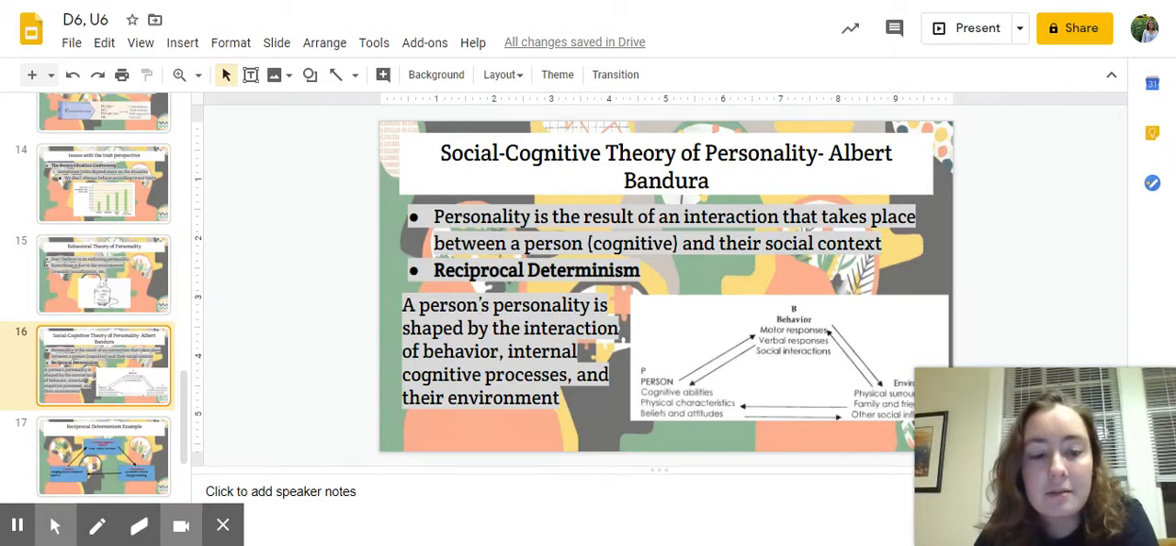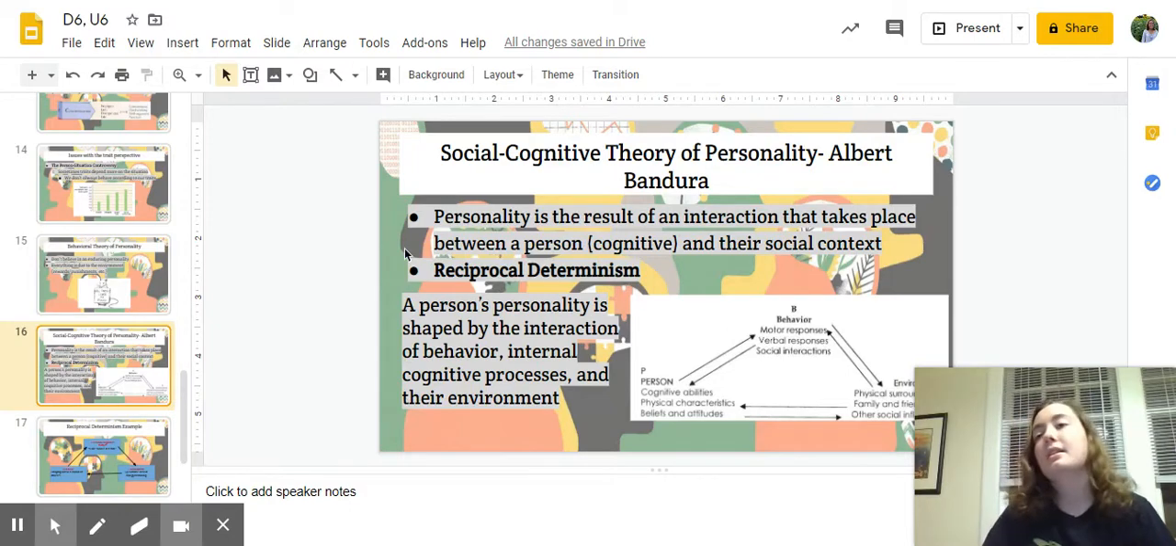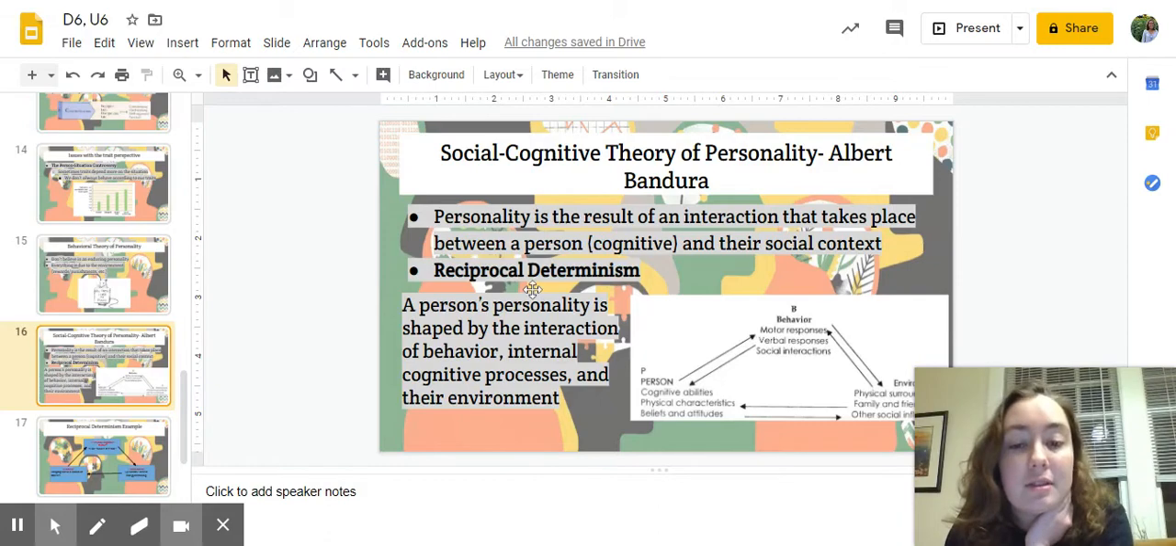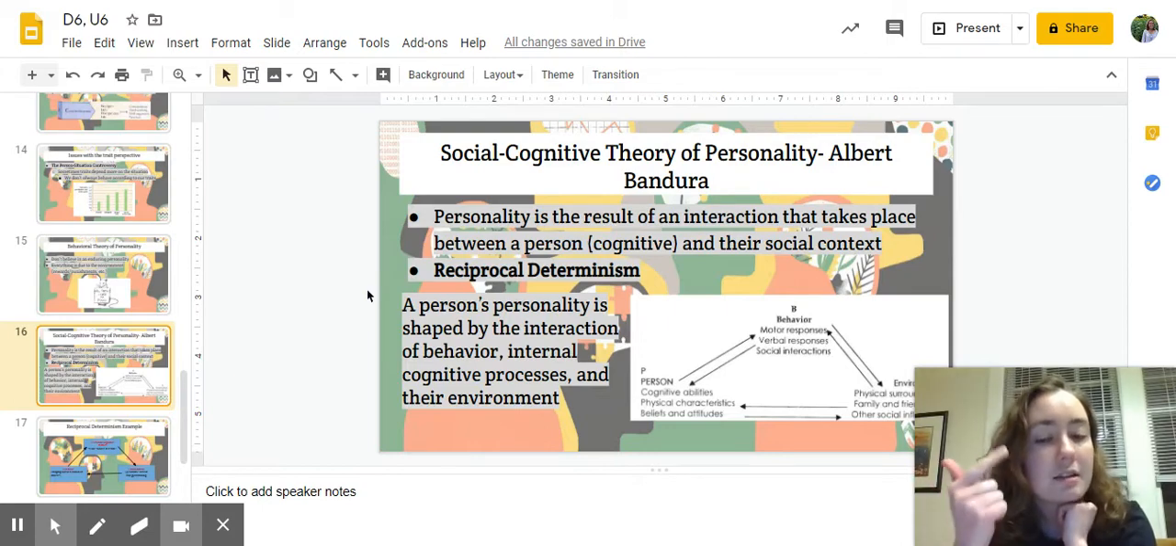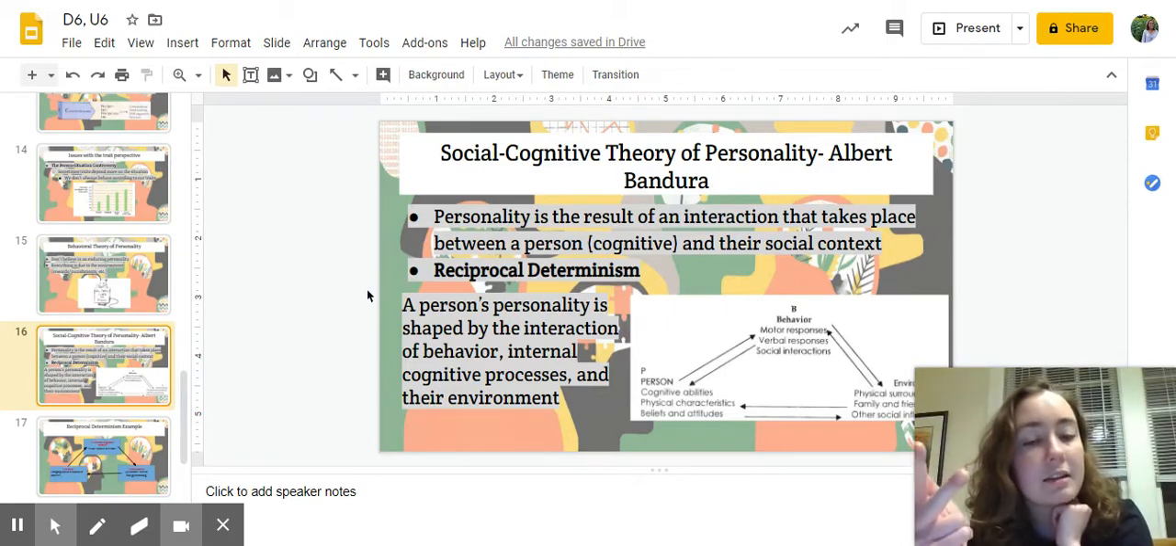And Bandura, remember Bandura, he had the bashing Bobo dolls with observational learning. So he's all about saying that it is really important to look at social learning and our social environment. So Bandura comes up with the term reciprocal determinism. So this is an important term to know. If you look at that FRQ repeatedly used terms page, this is one that comes up. So he's saying that our personality is shaped by an interaction of behavioral, internal cognitive processes, and their environment.